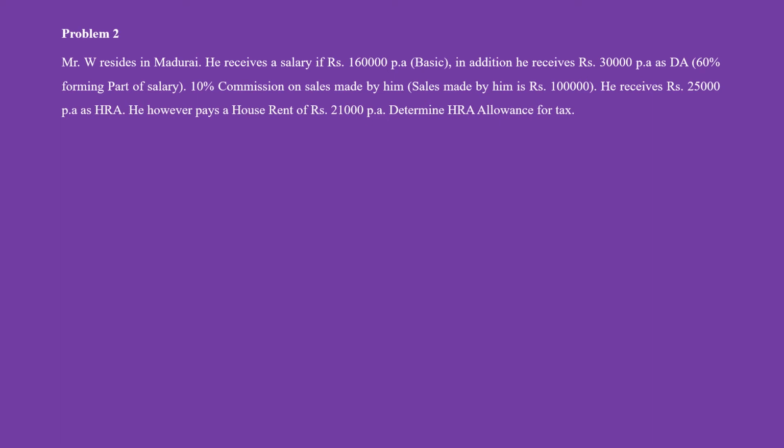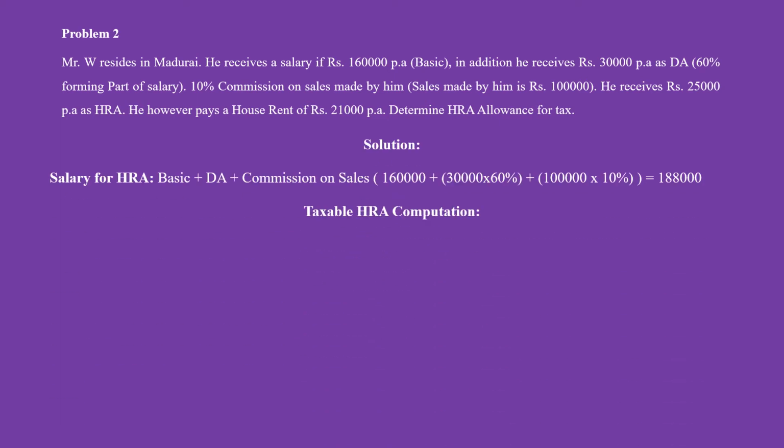Then they say 10% commission on sales made by him. So what is the sales actually made by him is 1 lakh, out of which 10% is the commission that is given to him. So 10% of 1 lakh is 10,000 is given to him as commission. So when we start off doing the salary calculation, basic plus DA plus commission on sale. So what is the basic? 1,60,000 plus 30,000 into 60%, which is forming part of the salary, plus 1 lakh into 10% that he is receiving as commission. So together you will get 1,88,000. So this is your salary for HRA purpose.